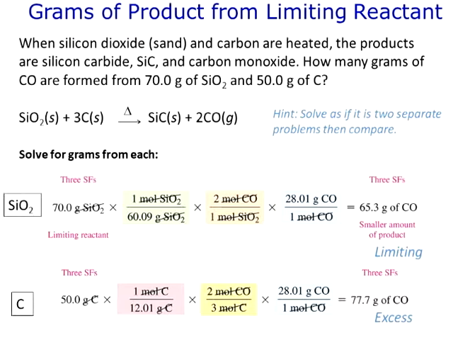So we make the interconversion, we carry it through to grams, and we get more grams using carbon than we do with silicon dioxide. Therefore, carbon is in excess and silicon dioxide is the limiting reactant. So we can only get out as much carbon monoxide as silicon dioxide will allow. Okay? Carbon will be in excess, and we can determine that amount of excess as well, which we will show you how to do in this chapter.